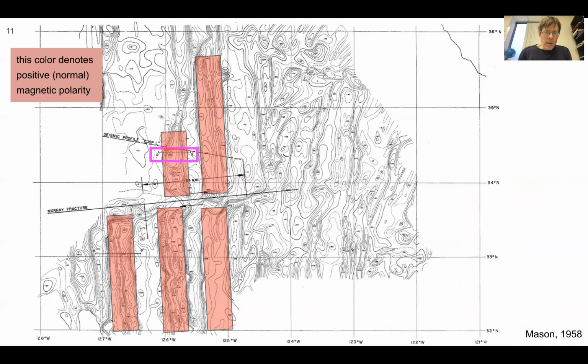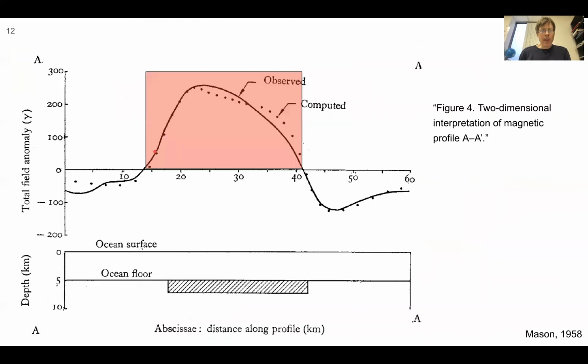Here's a cross section the authors make from A to A prime. If we look in this cross section, we're now looking at the total field anomaly on the y-axis, and this would be distance along the profile, 60 kilometers here. And so this shows the caption, two-dimensional interpretation of magnetic profile.